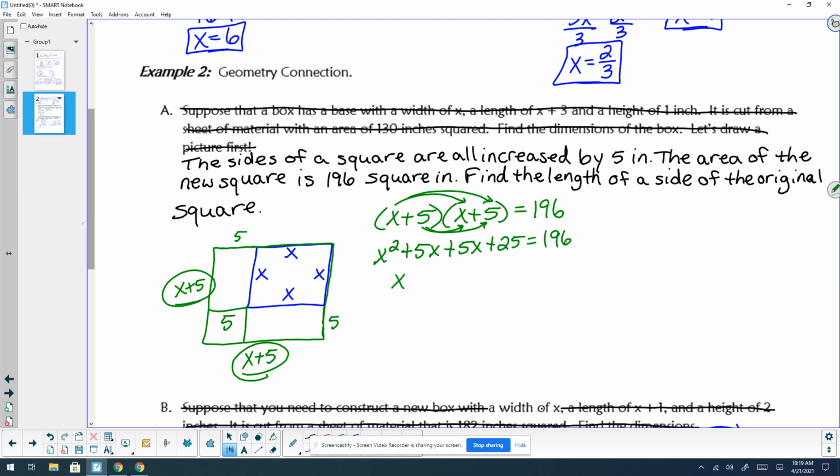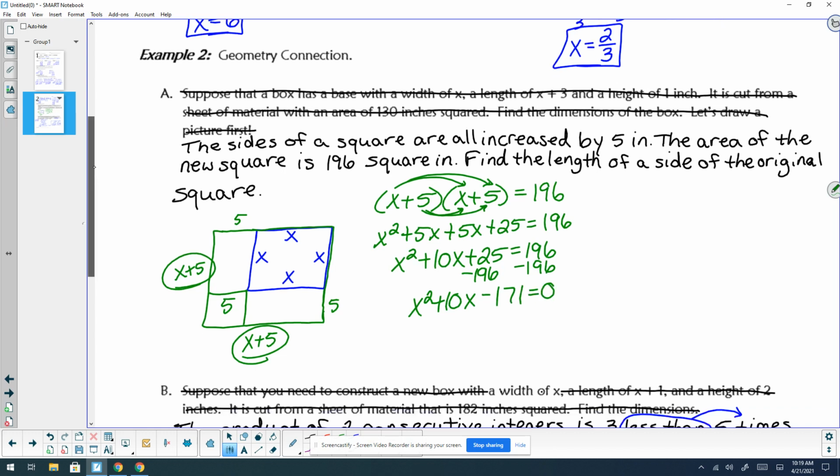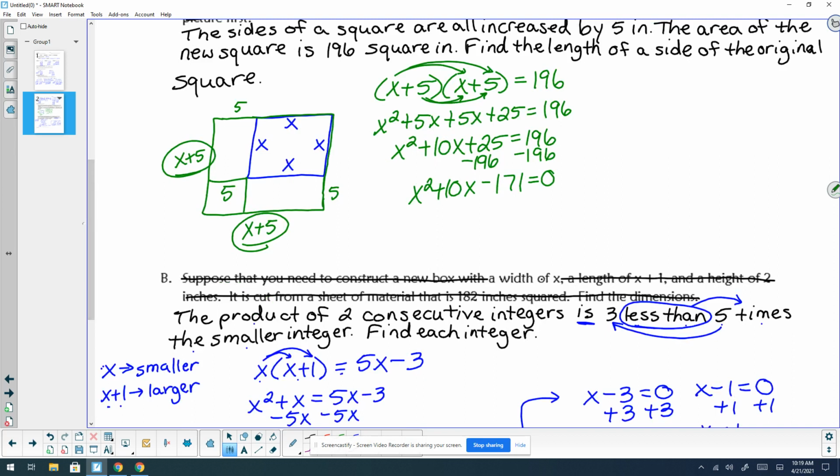I need to combine like terms. So x squared plus 10x plus 25 equals 196. I need to set everything equal to 0, so I'll subtract 196 from both sides. So x squared plus 10x, 25 minus 196 is negative 171. Now, what you would do in this case is we would make a factor tree for x squared, which is x times x. I would make a factor tree for 171.